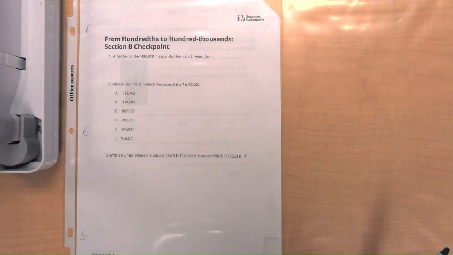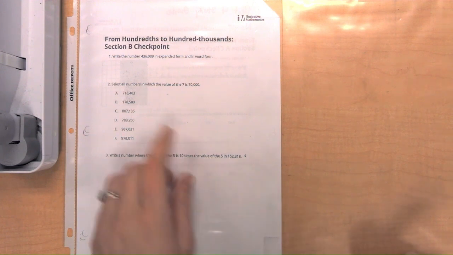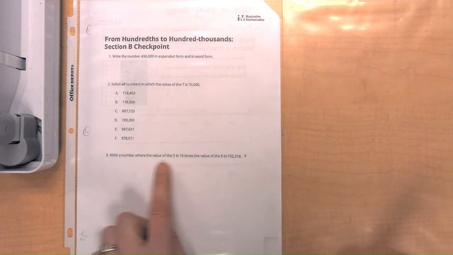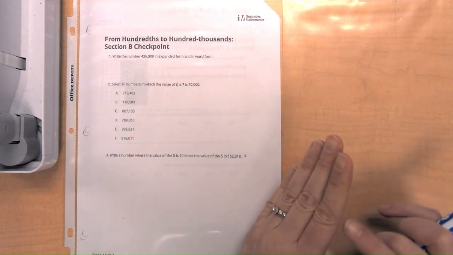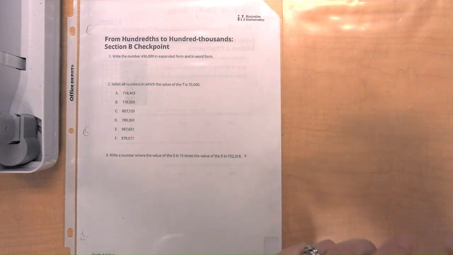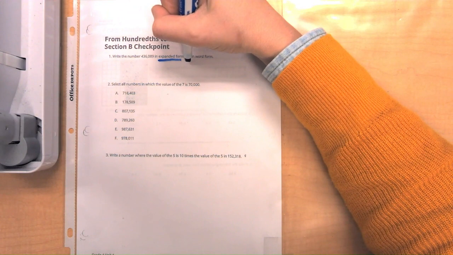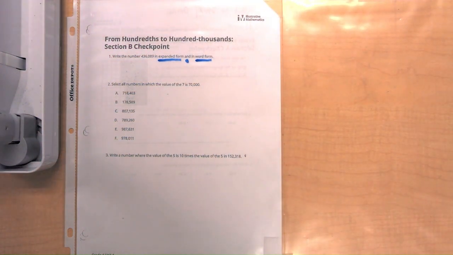All right, so next we have our Section B checkpoint. We move out of decimals and into whole numbers, and we start talking about how to write whole numbers, the value of the digits within the whole numbers, and then taking that into some things that we call 10 times the value. On number 1, again, the first thing we're going to do is read what they want us to do. They want us to write this number in expanded form and in word form. So we have two things that we need to accomplish here.